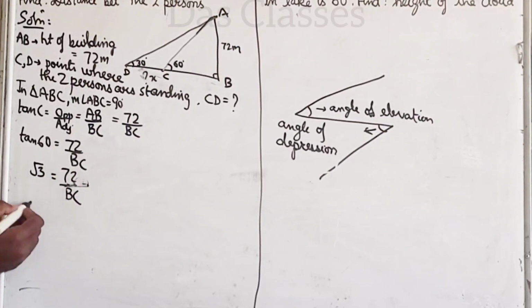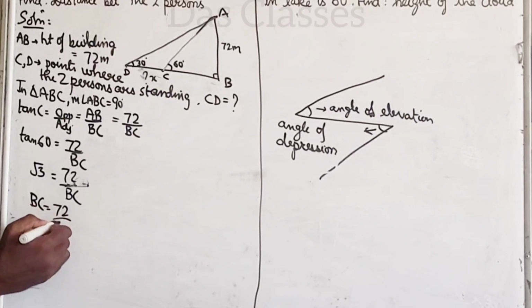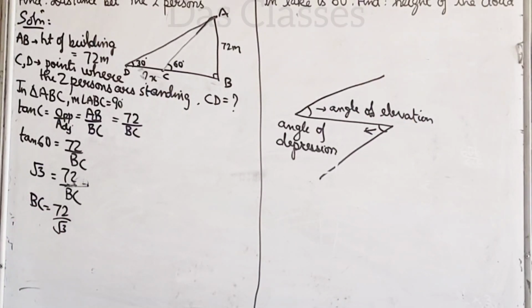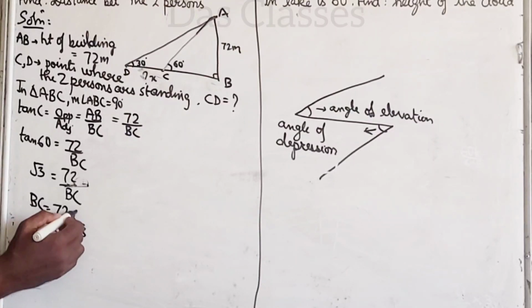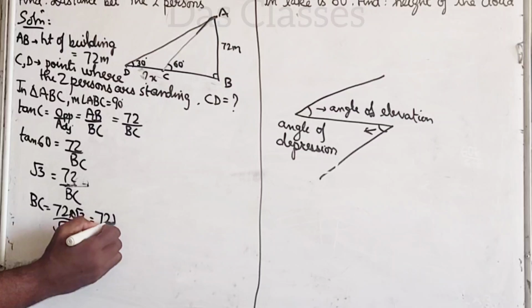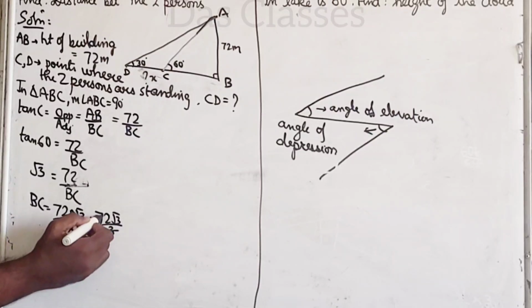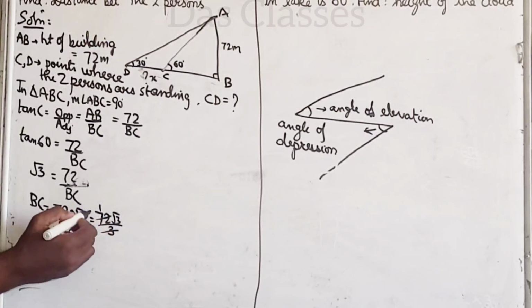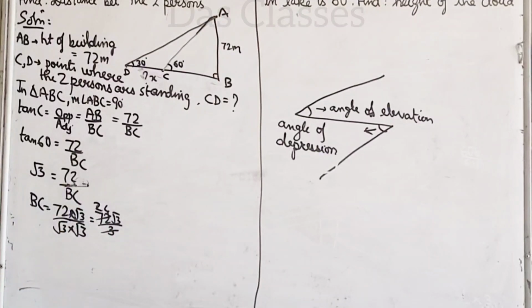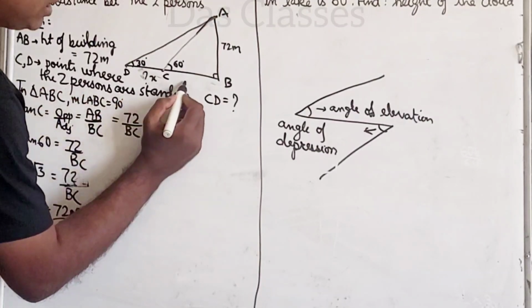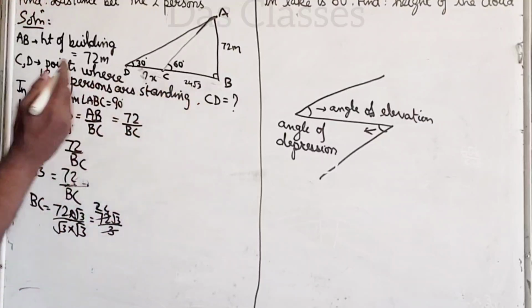So your BC is going to be, denominator comes this side, so it's going to be 72 upon root 3. So we'll rationalize it because there's a root in the denominator, root 3 and root 3. So that will give you 72 root 3 upon 3. So that will come to 3 1s are 3, 3 2s are 6, and 24 root 3. So we came to know BC is going to be equal to 24 root 3.